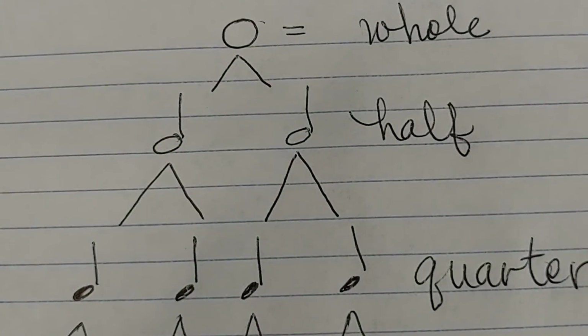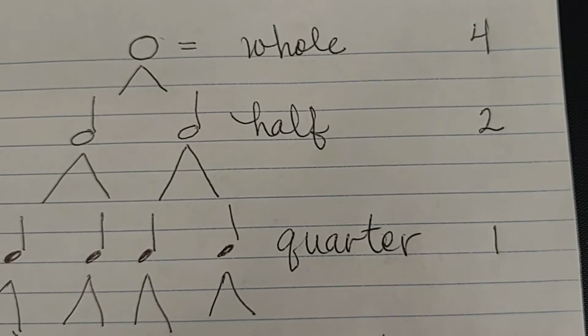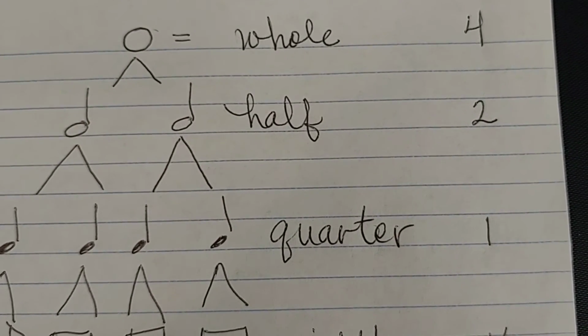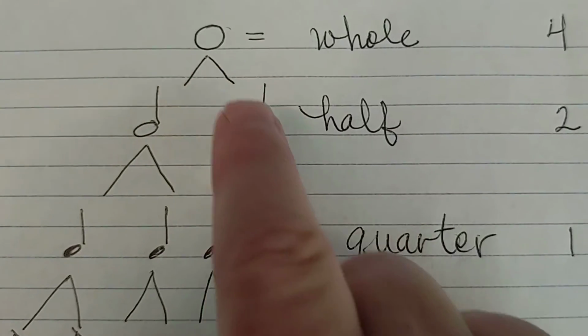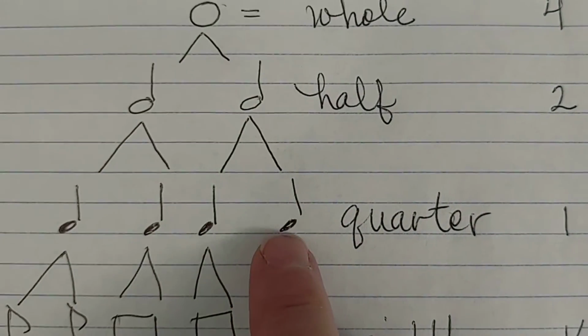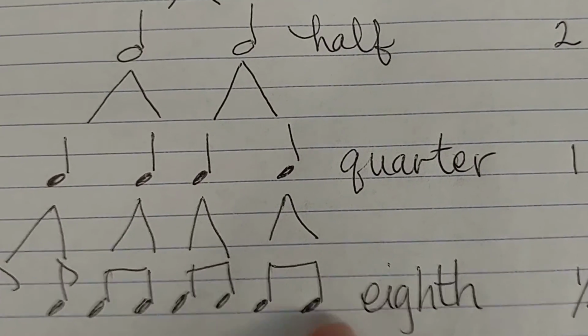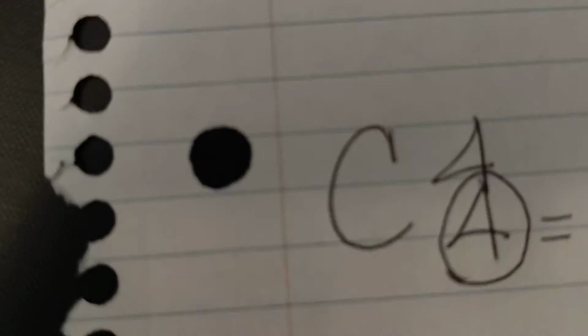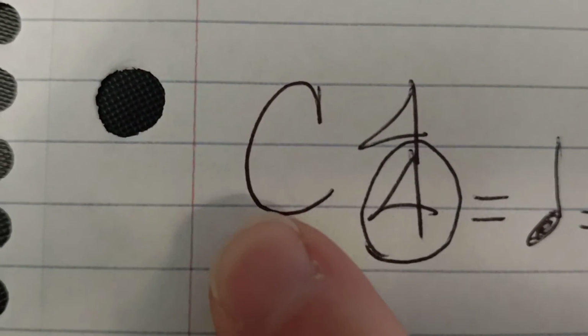All right, so if you're in 4/4 time, these are the amount of beats per note that you're going to see. So this would be 4 beats, a whole note. Half note would be 2 beats. A quarter note would be 1 beat, and an eighth note would be half a beat. Okay, so that is if you are in 4/4 time or common time.